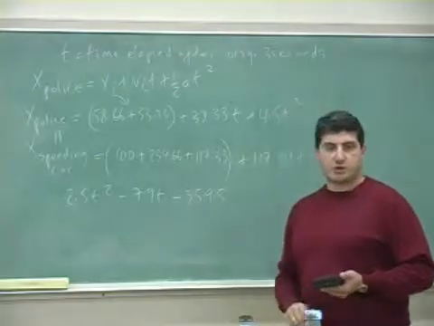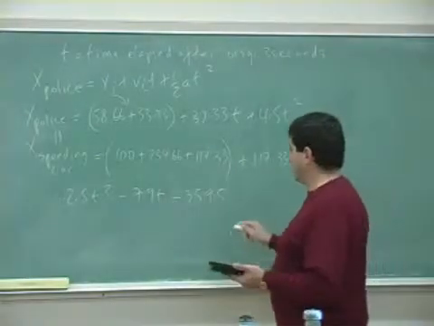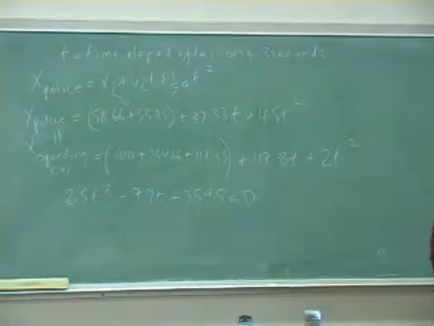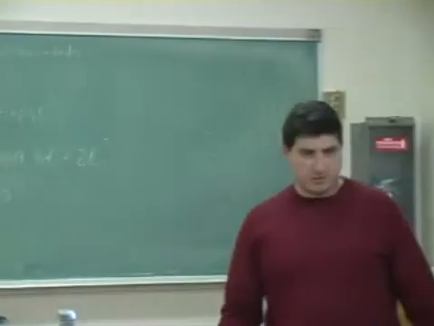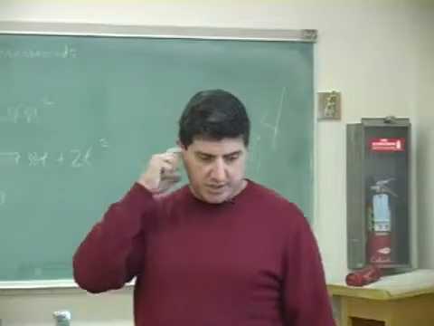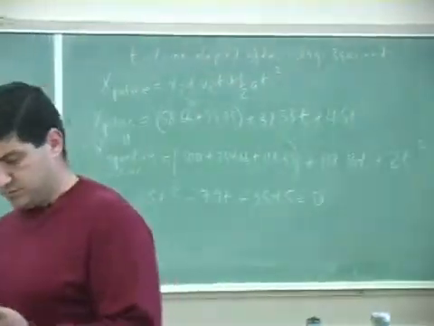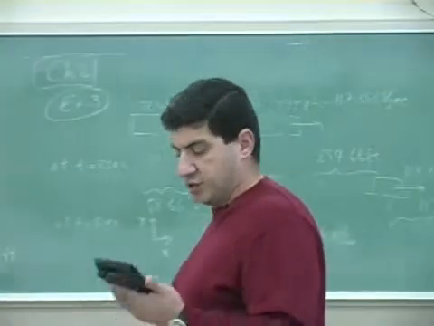2.5 t squared minus 79 t minus this equals 0. So that's the final quadratic equation I end up with. Any questions on that so far? No? And then you solve that for t.